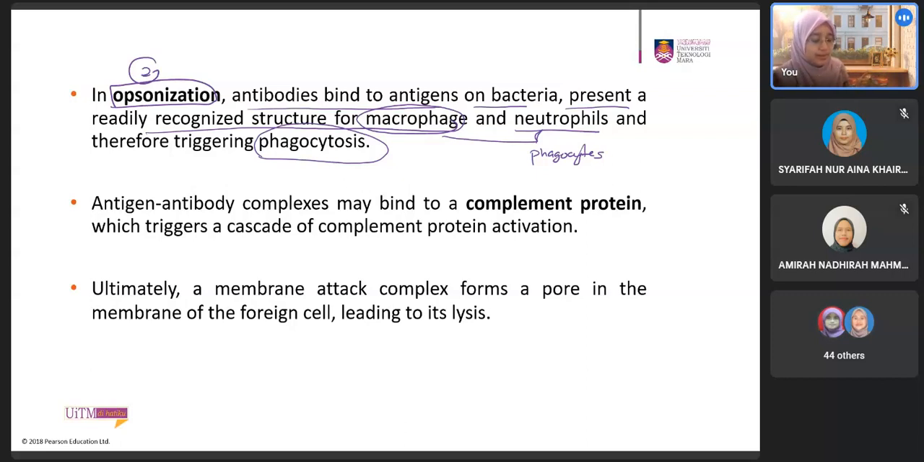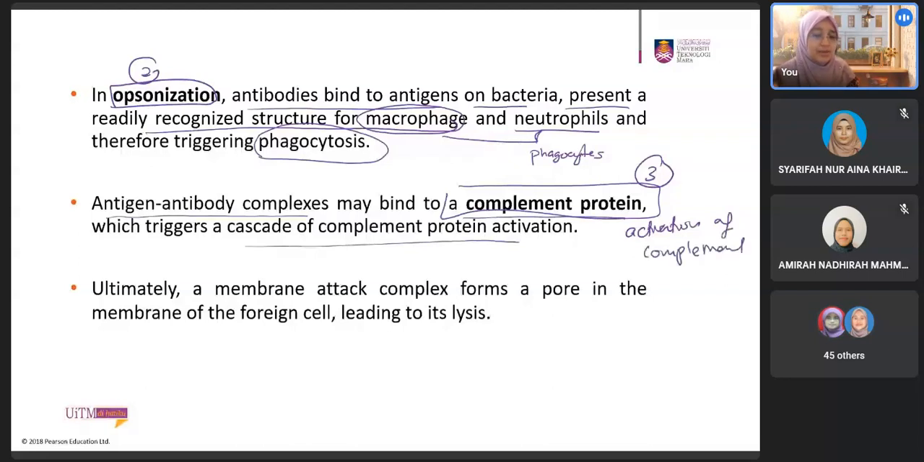Sebab virus tu dah tak boleh gerak dah, it is inactive, kan? It becomes inactive. So then this interaction enhances the process of phagocytosis by macrophage and also neutrophils. So the antigen-antibody complexes may bind to a complement protein, which triggers a cascade of complement protein activation. So this is the third mechanism by the antibody. Okay, activation of complement proteins.